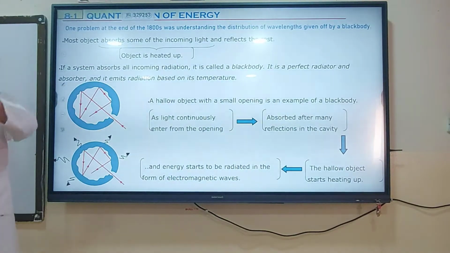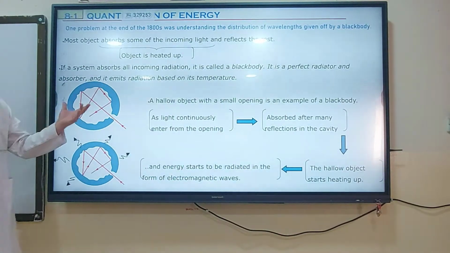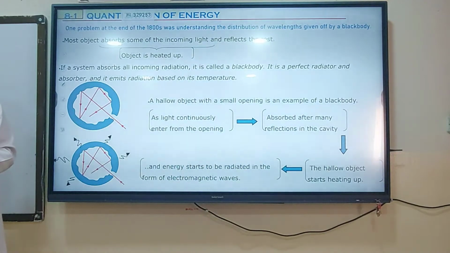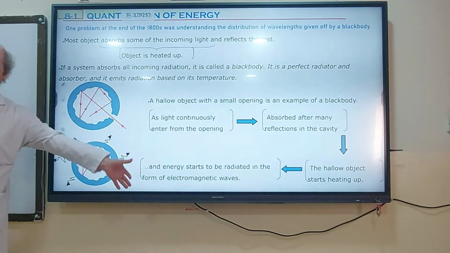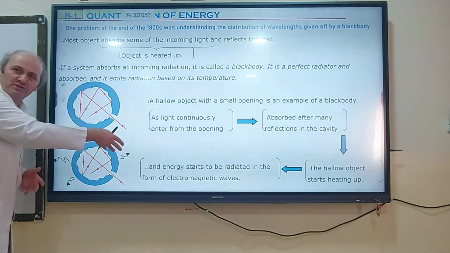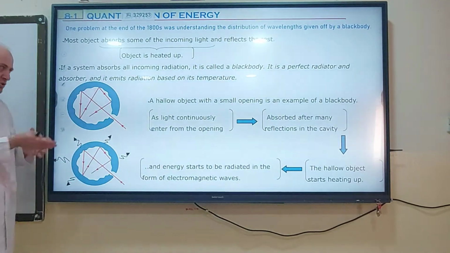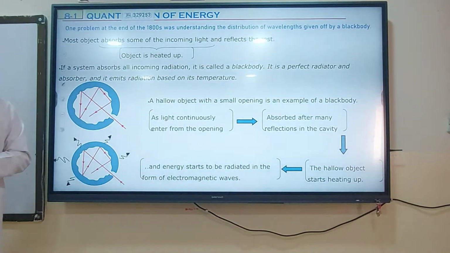Finally, after several reflections, all energy of this light is absorbed by this hollow object. Yani, there is no reflection, and this light couldn't escape. So this is a model of a Blackbody in physics.